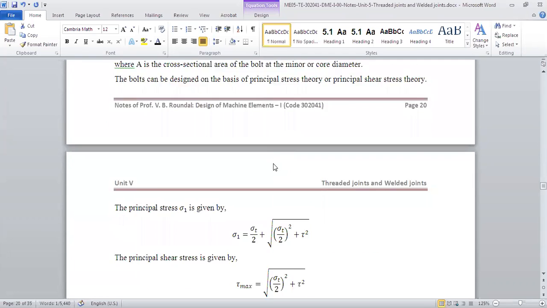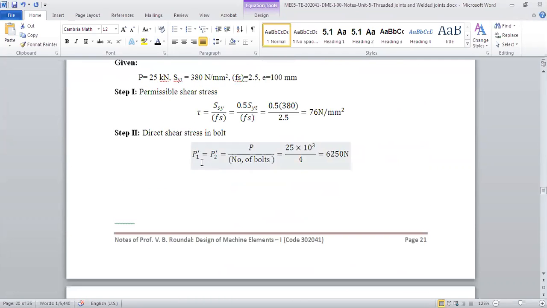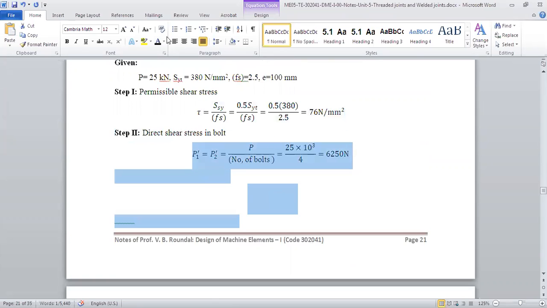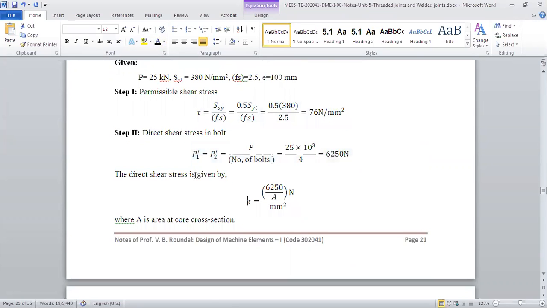So we know direct tensile load. Let's find that. So now here the direct shear load, actually, we are calculating not stress but load. Okay. So shear stress is what? Tau is equal to load upon area. Now load in each bolt is P upon number of bolts, 6250 upon A, in Newton per mm square, will be your shear stress in bolt 1 or 2.